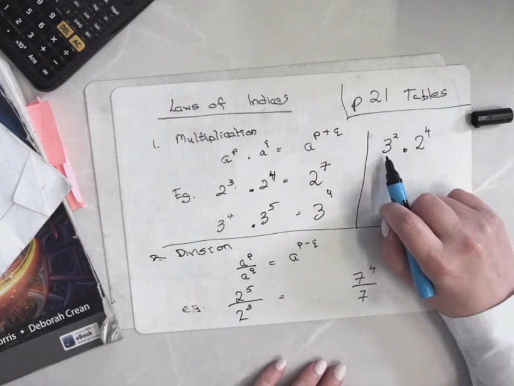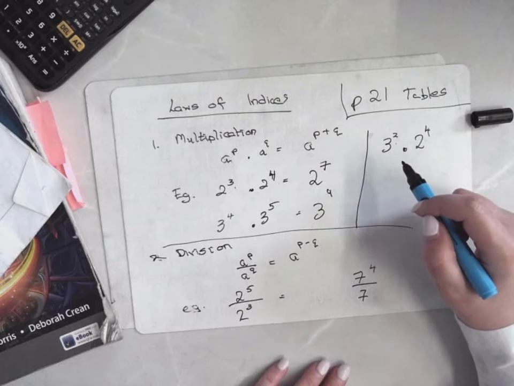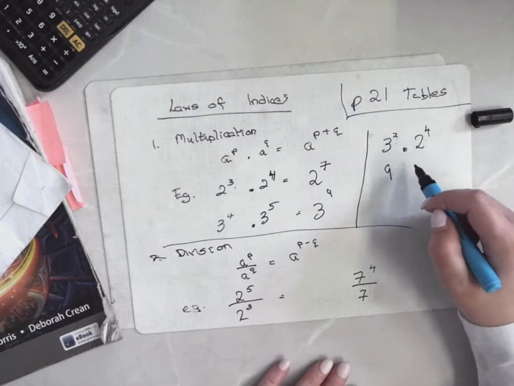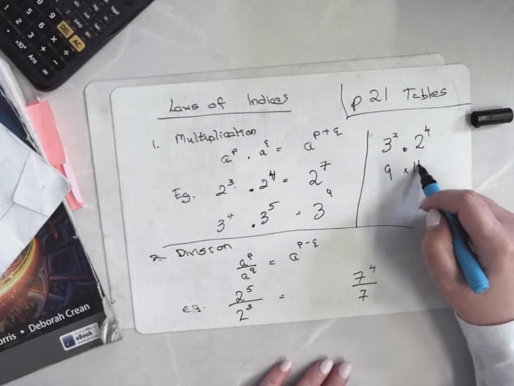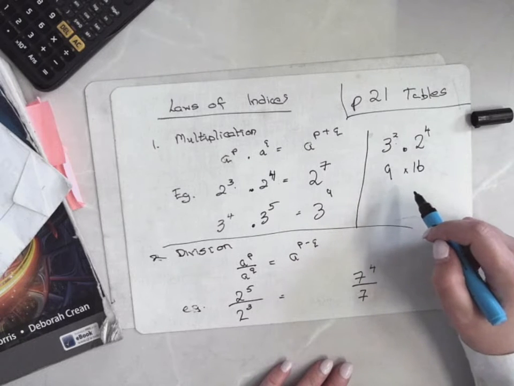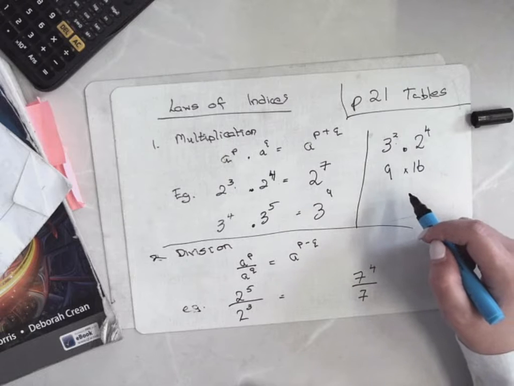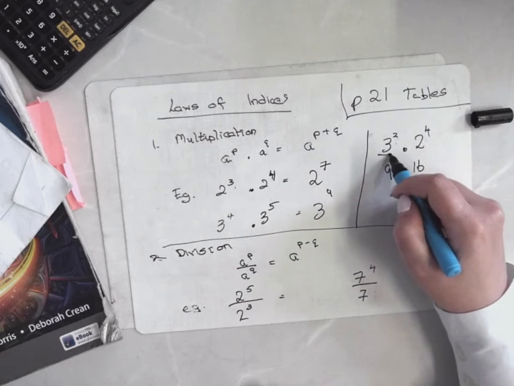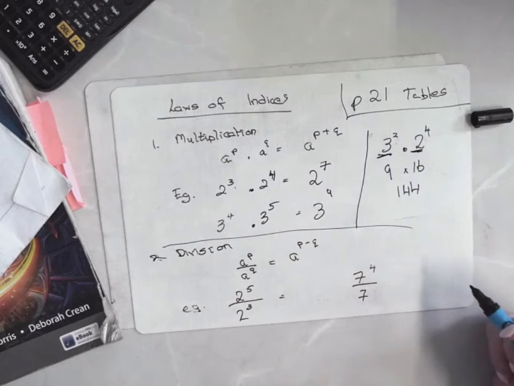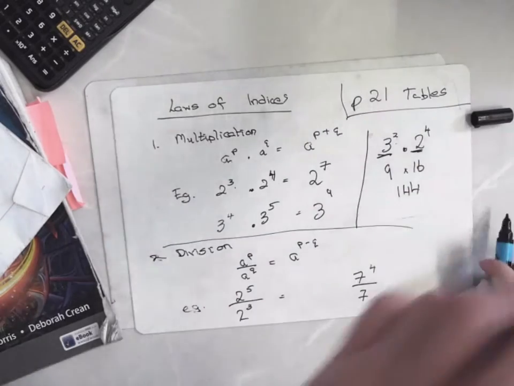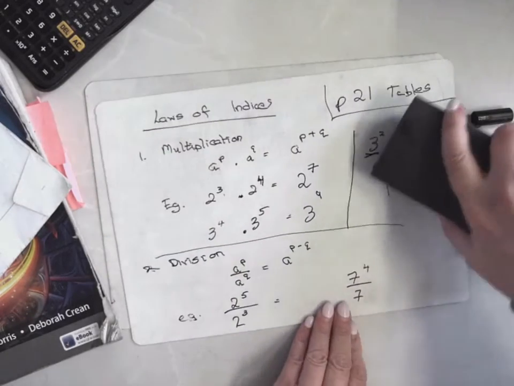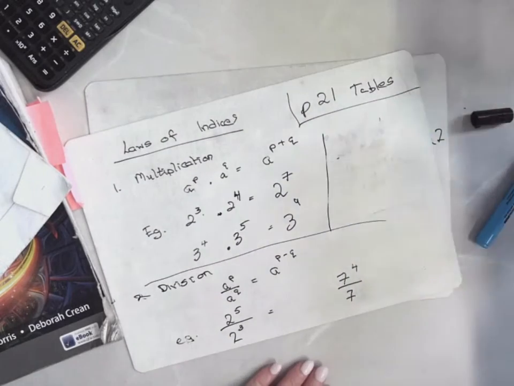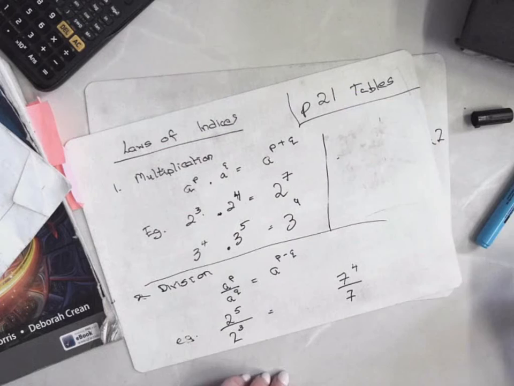You have to turn 3 to the power of 2 into 3 by 3, which is 9. 2 by 2 by 2 by 2 is 16. So you have to work out 9 16s, and that would be 144. Okay, so if the bases are not the same, there is no shortcut. Is that right? And don't write that down because that's not part of the notes, because there is no shortcut for that. Are we okay?